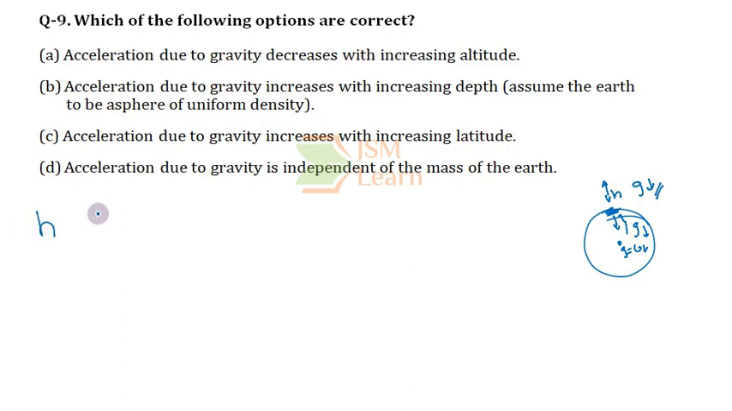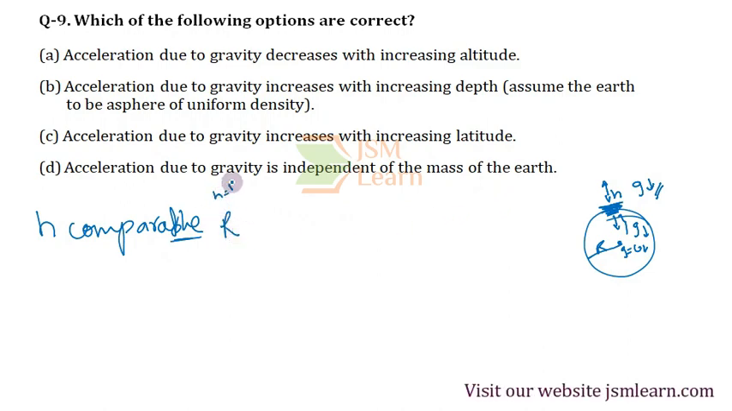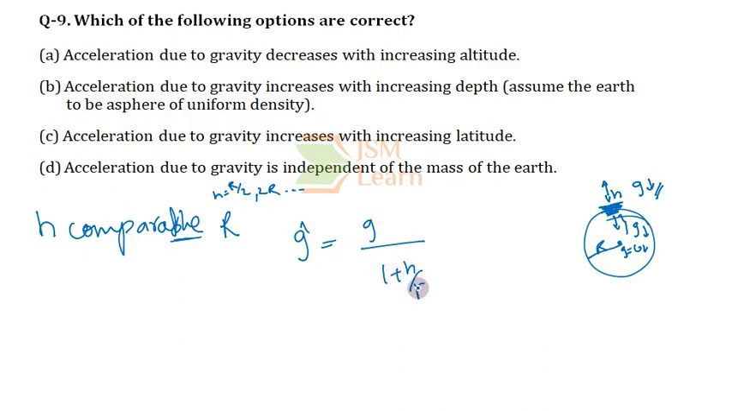We know that h is the height measured from the surface of the earth, and let capital R indicate the radius of the earth. When h is comparable to R, that is, if h is equal to R by 2 or 2R, etc., then the acceleration due to gravity at that height is given by g dash equals g by (1 plus h by R) whole square.